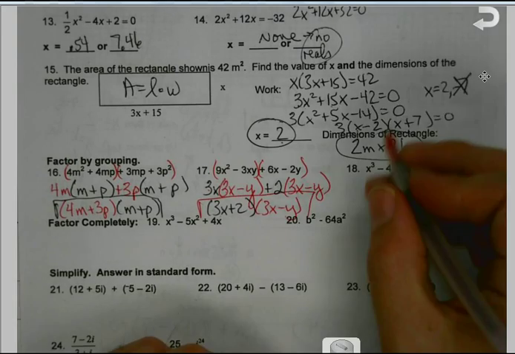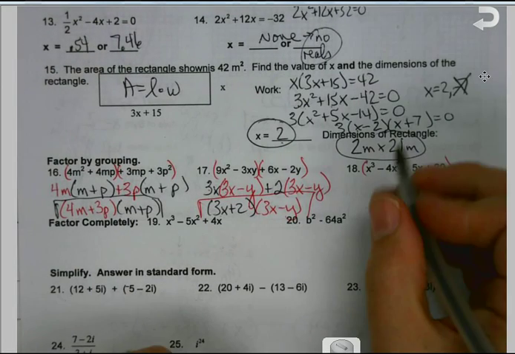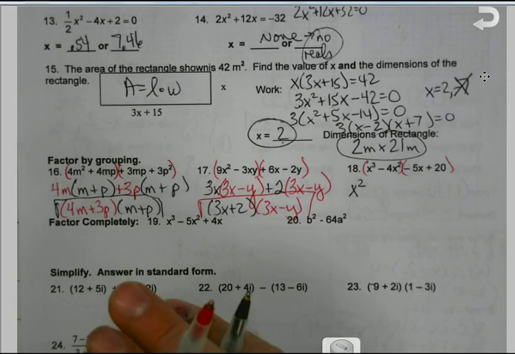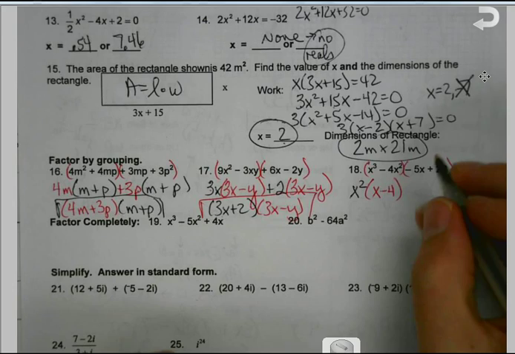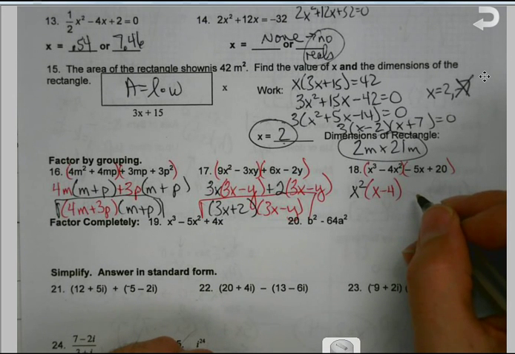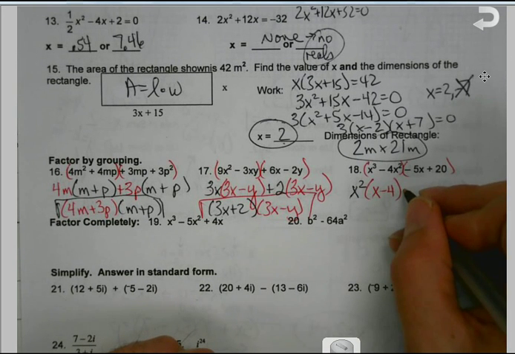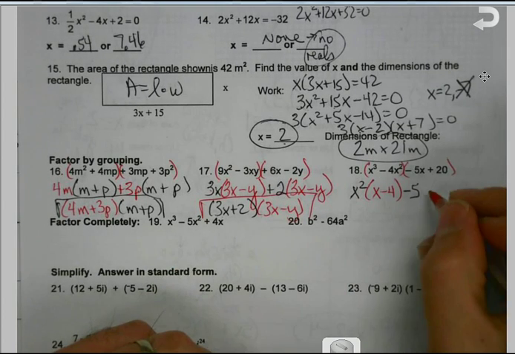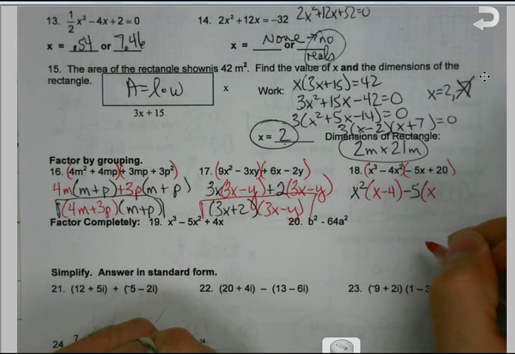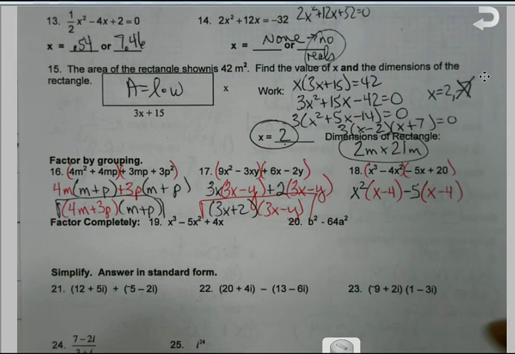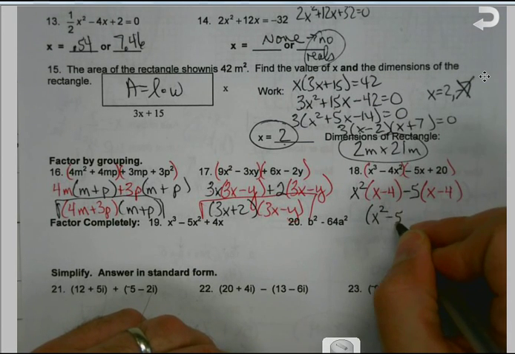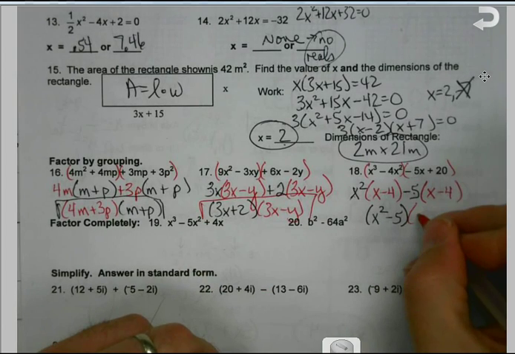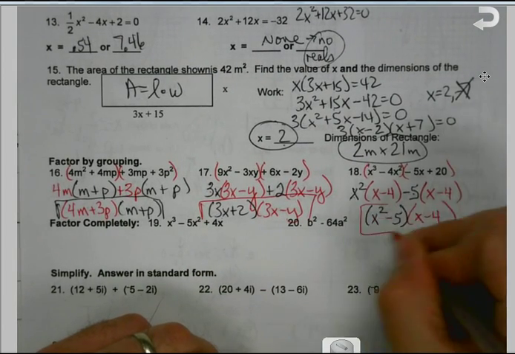And finally, pair them off. Looks like I've got an x squared, which would leave me an x minus 4. And now let's think about signs here a little bit. If I take out a negative 5, negative 5 times x would be negative 5x. Negative 5 times negative 4 is positive 20. My common factors, what's left over, and I'm set.